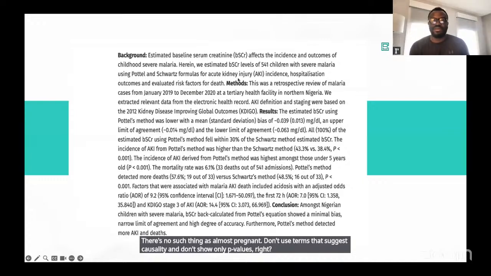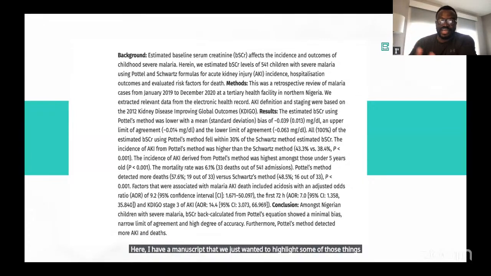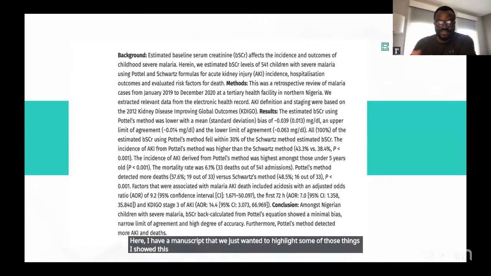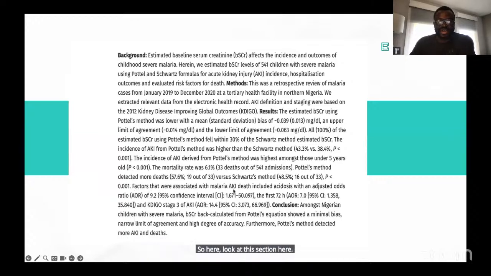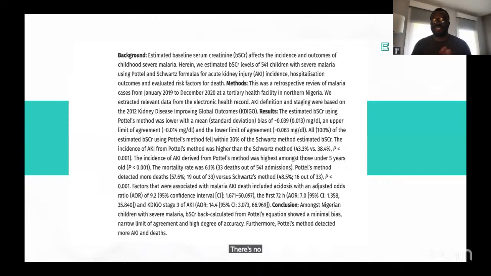Here, I have a table from a manuscript that we just wanted to highlight some of those things. I showed this briefly last week, but I just want to reinforce some of those elements again. So look at this section here. "Factors that were associated with malaria AKI death included acidosis." What does that mean exactly? What's the reference group? There's no indication here, right? That is a no-no. Always indicate the reference group.